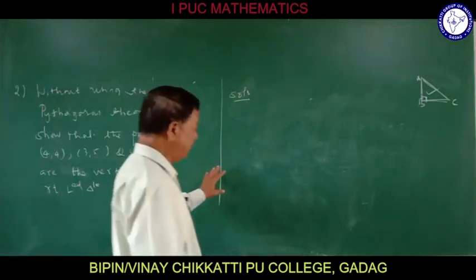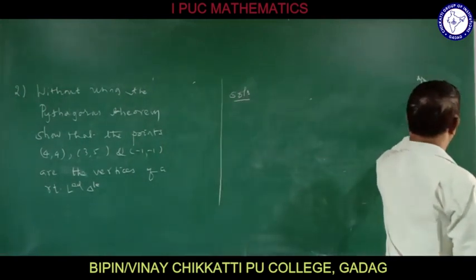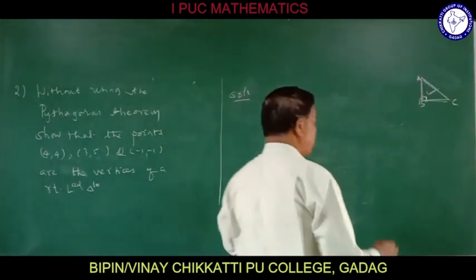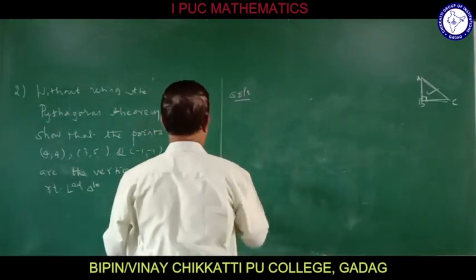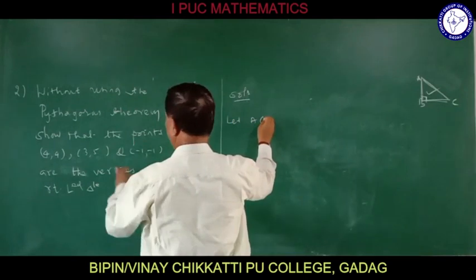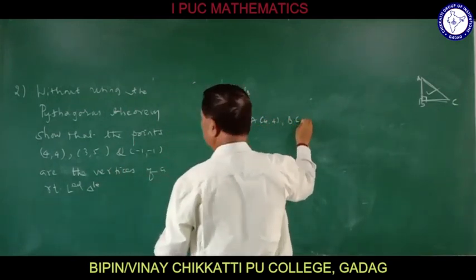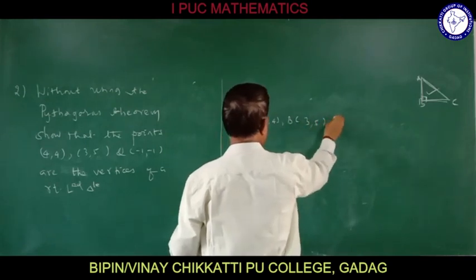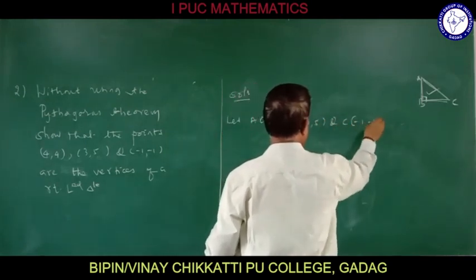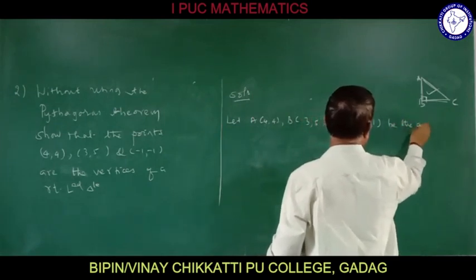So what I do is, in this problem you have to find out the slope of AB, BC and CA, and thereby you can tell that it is a right angle triangle. See, let A (4, 4), B (3, 5) and C (-1, -1) be the given points.